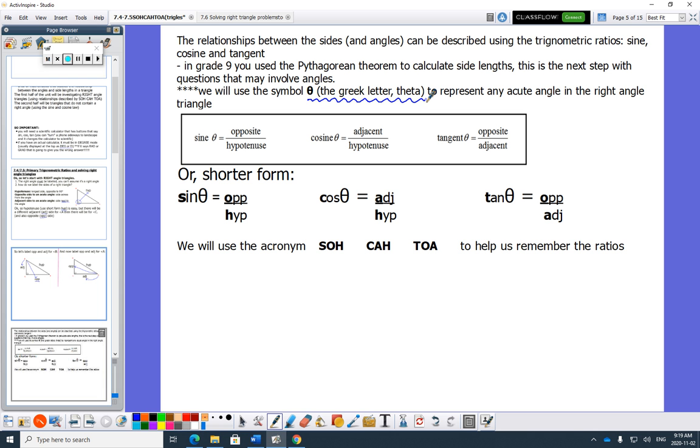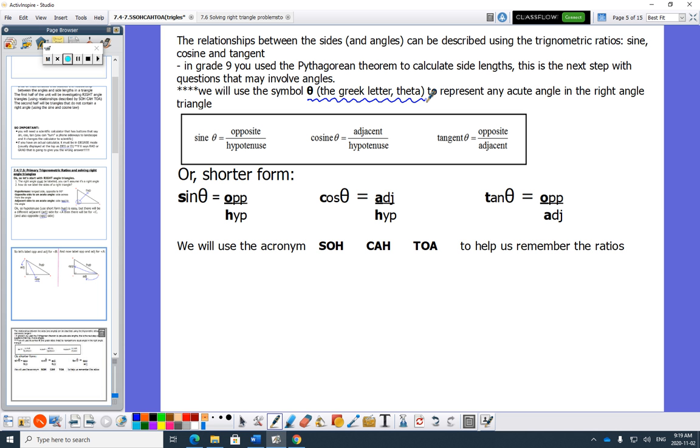So you can see that labeling opposite, adjacent, and hypotenuse is an important first step, okay? When they're written over top like that, that literally means divide, okay? So opposite side length divided by hypotenuse, adjacent divided by hypotenuse, opposite divided by adjacent.